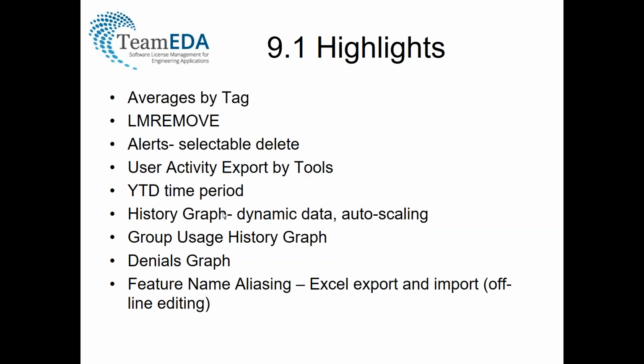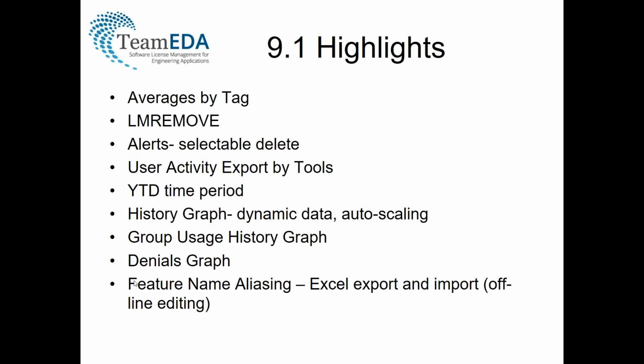We have a history graph now that's pretty cool. It has dynamic data, so you just scroll your mouse over the data and it tells you the value at that point. And it also has auto scaling. I'll talk more about what auto scaling is in a minute. We have a group usage history graph. We have a denials graph.